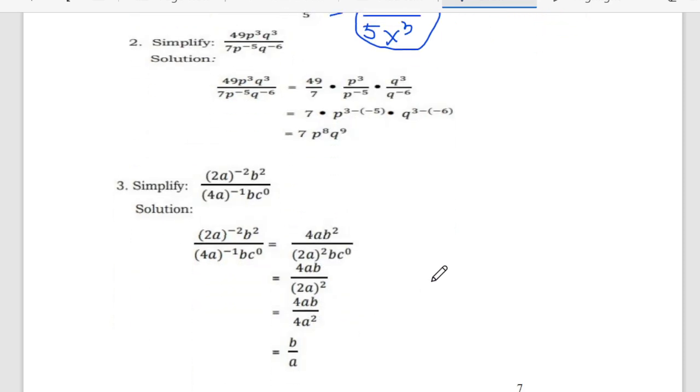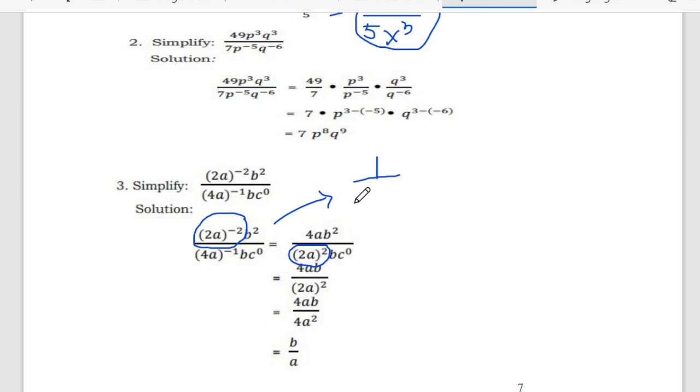Number 3. Sa number 3 naman, this whole quantity, since the exponent is negative, nandun na siya sa baba. Ito na. Parang ganito to. This one. I will rewrite this one. This one is like this.